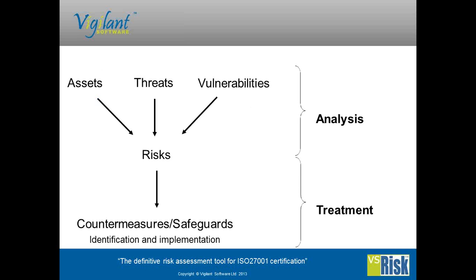So looked at graphically, the information security risk management process is broken down into the analysis phase. You identify assets, you look for threats, you look for vulnerabilities that might be exploited by those threats, and where there is a likelihood of a threat exploiting a vulnerability, then you have identified a risk. You've completed the analysis stage, and you can then move on to looking for appropriate countermeasures, safeguards, controls. They all mean the same thing, which you can apply to that risk in order to bring the risk down to a level that you're happy with.